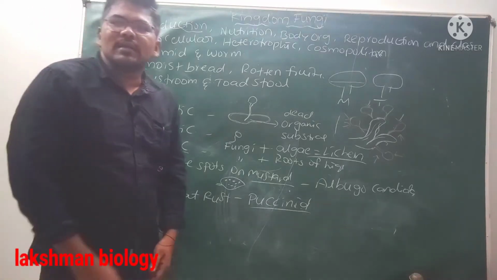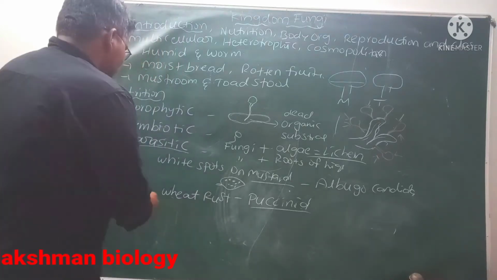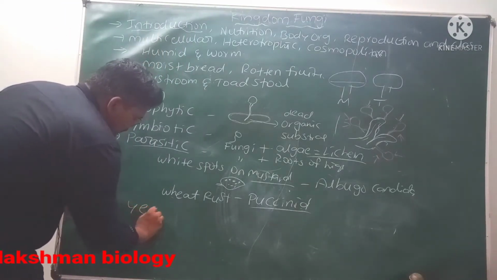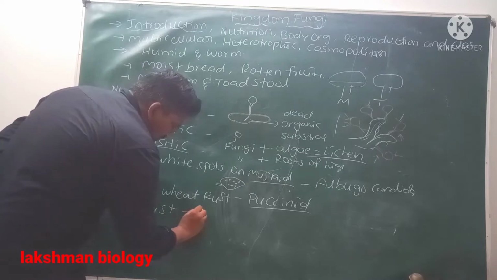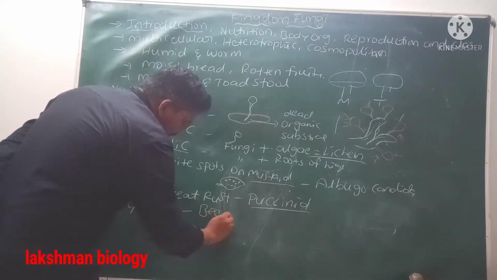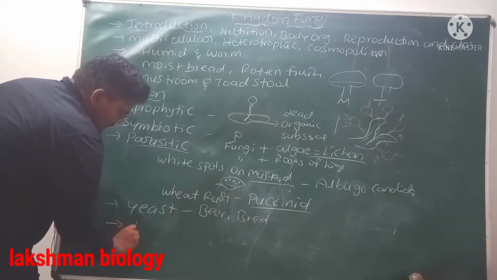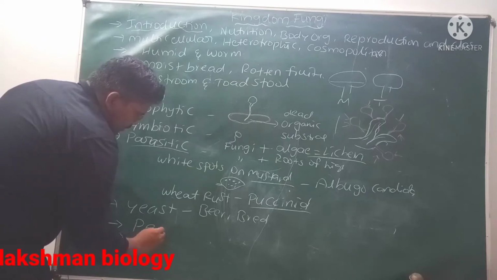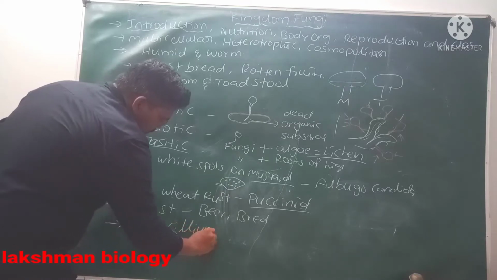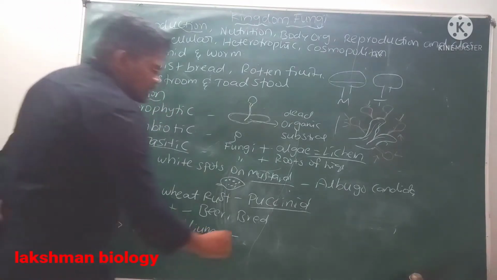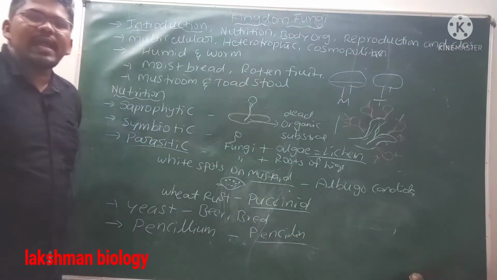But all fungi are not harmful. A few fungi help human beings. An example for that is yeast. Yeast is used for the production of beer and bread. Then a few types of fungi produce antibiotics, for example penicillium. Penicillium is one type of fungus that produces penicillin. What is penicillin? It is an antibiotic.